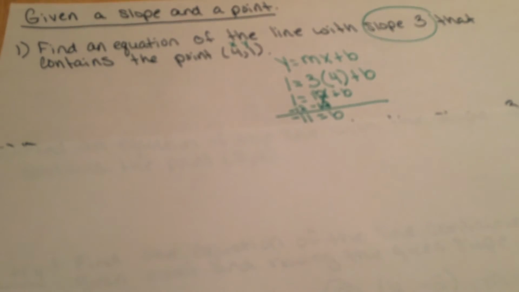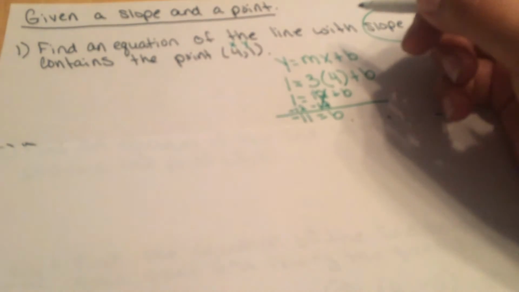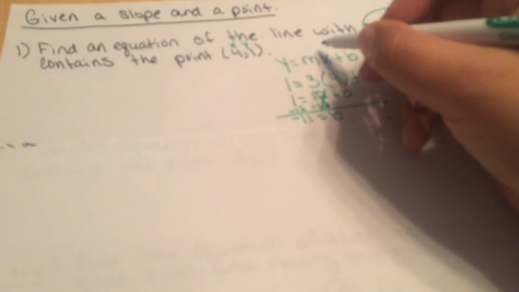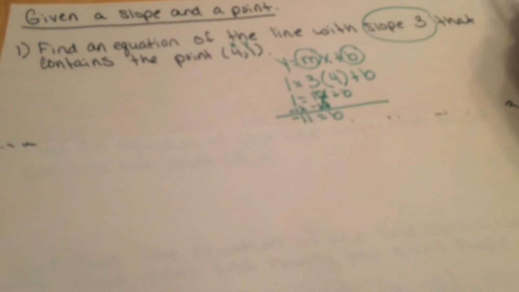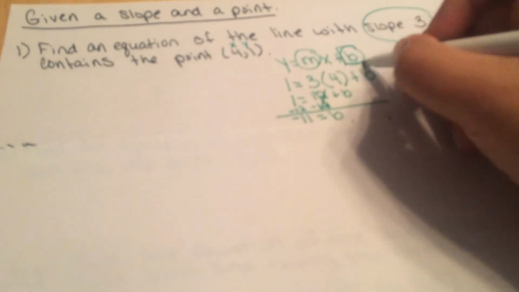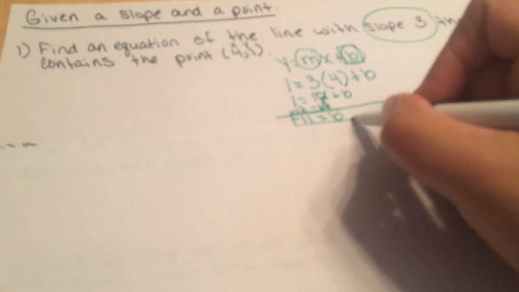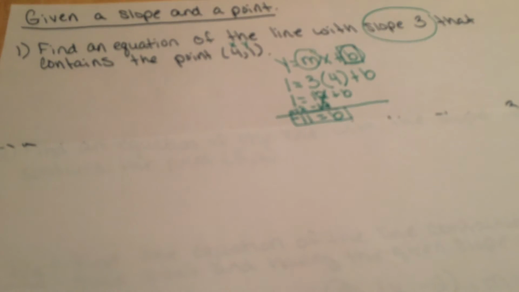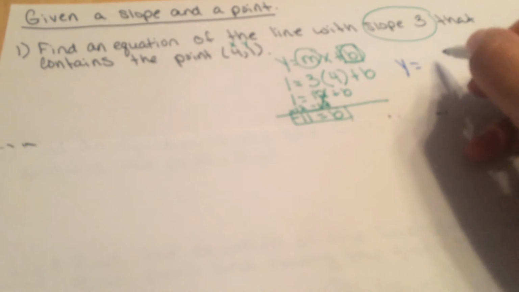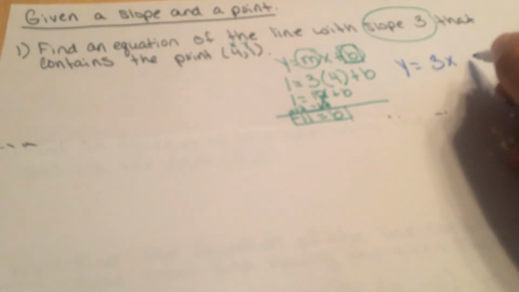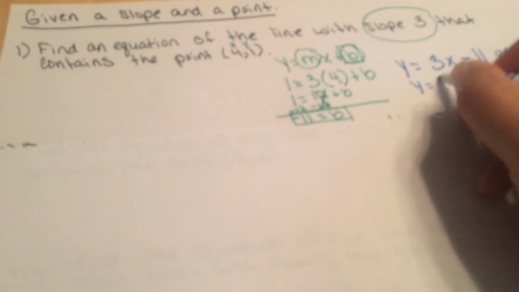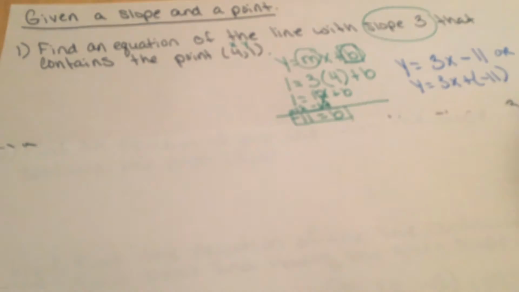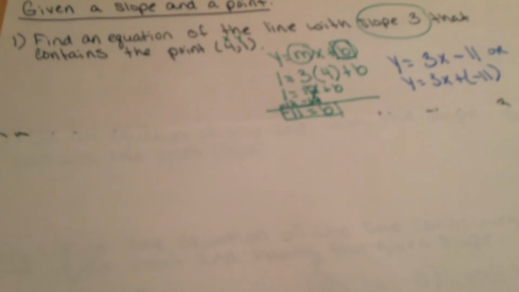Again, the two most important pieces of information when we're writing slope-intercept form are the slope, m, and the b. Do we have those two pieces? Yes, we do. We already said our slope was 3, and now we just found our b. Now that I have those two, hopefully we're able to write the equation y equals 3x minus 11. Or again, if you wanted to have y equals 3x plus negative 11, that's fine too. Whatever you're comfortable with.